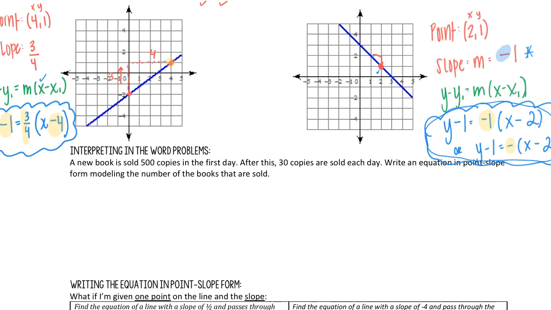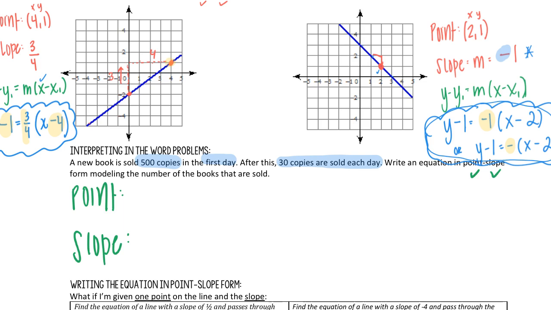A new book sold 500 copies in the first day. After this, 30 copies are sold each day. Write an equation in point slope form modeling the number of books that are sold. Remember, if we want to write it in point slope form, we have to have a point and we have to have the slope.